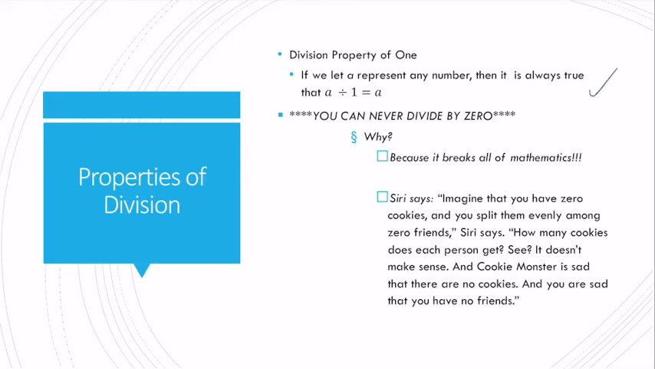We talked about the division property of 1. Friendly reminder that you can never divide by 0. It breaks all of mathematics. I lose my job. It's very sad.